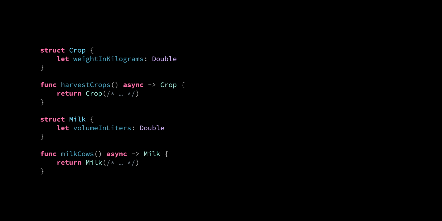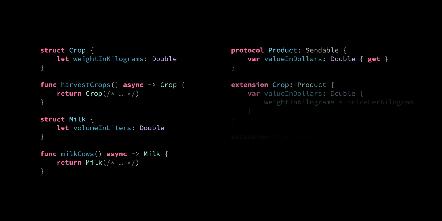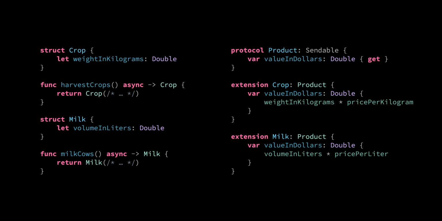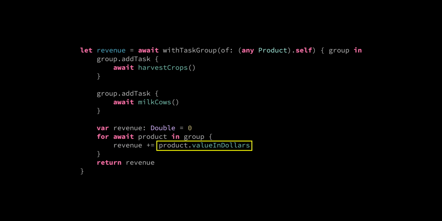Here's an example. Suppose you're managing a farm which makes two types of products, crops and milk. When you want to calculate the farm's revenue, you obviously can't add different products together. But the product protocol lets you use their monetary values instead. Before the change, you had to explicitly specify the return type of child tasks. In Swift 6.1, you don't have to do that.